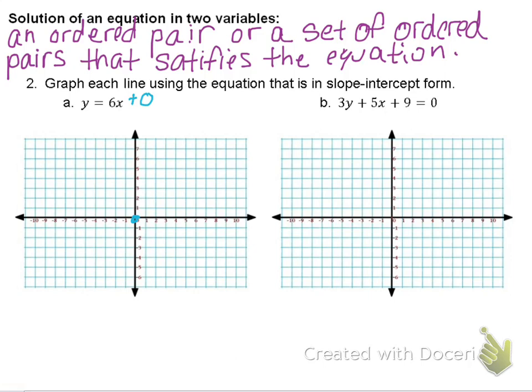And then to find the second point, we would use the slope, which would be 6 over 1, rise over run. So we'd go up 6, 1, 2, 3, 4, 5, 6, and over 1, and put another point. And then we can connect those points to make the line.